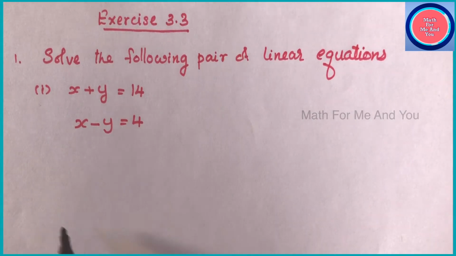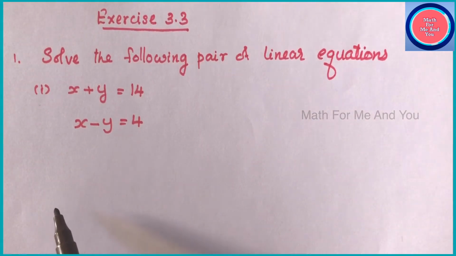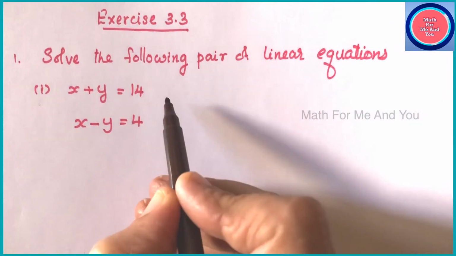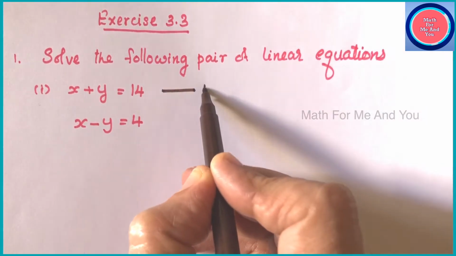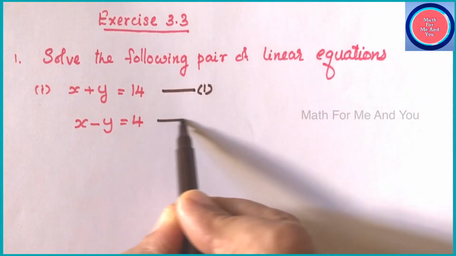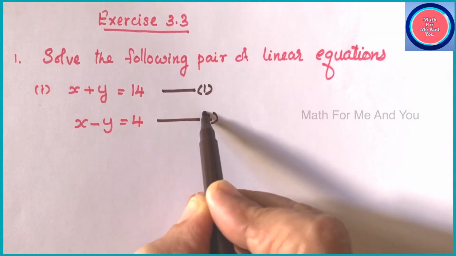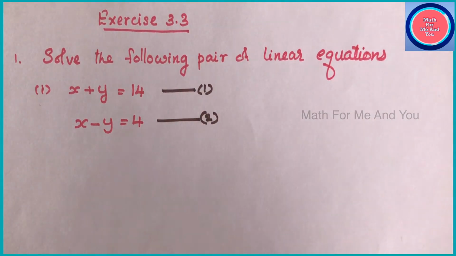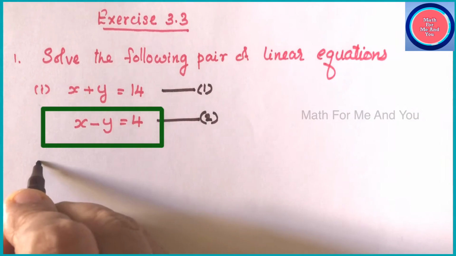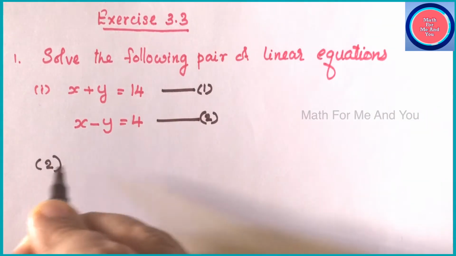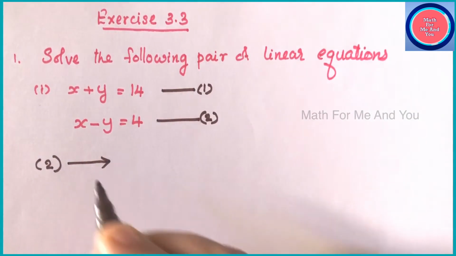Exercise 3.3, question number 1. Solve the following pair of linear equations. Solve means get the value of the two variables. So we can mark the two equations as equation number 1 and 2. Since we use the substitution method, we can follow 3 steps. First step is select a convenient equation. When we look at these two equations, equation 2 is much simpler. So we select equation 2.